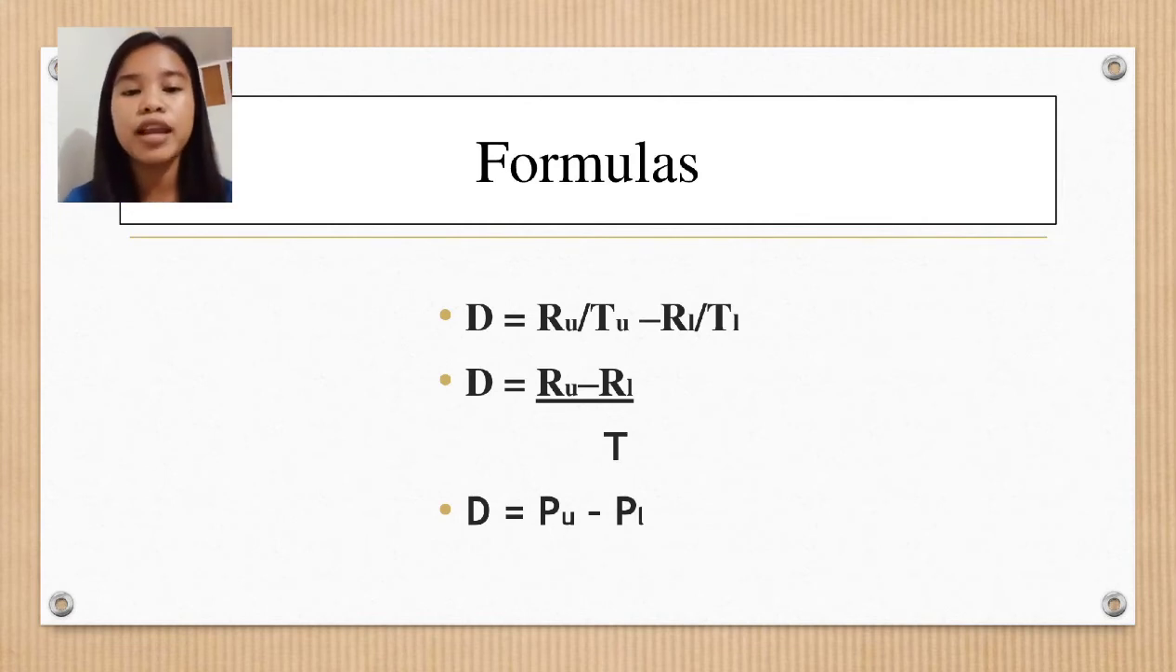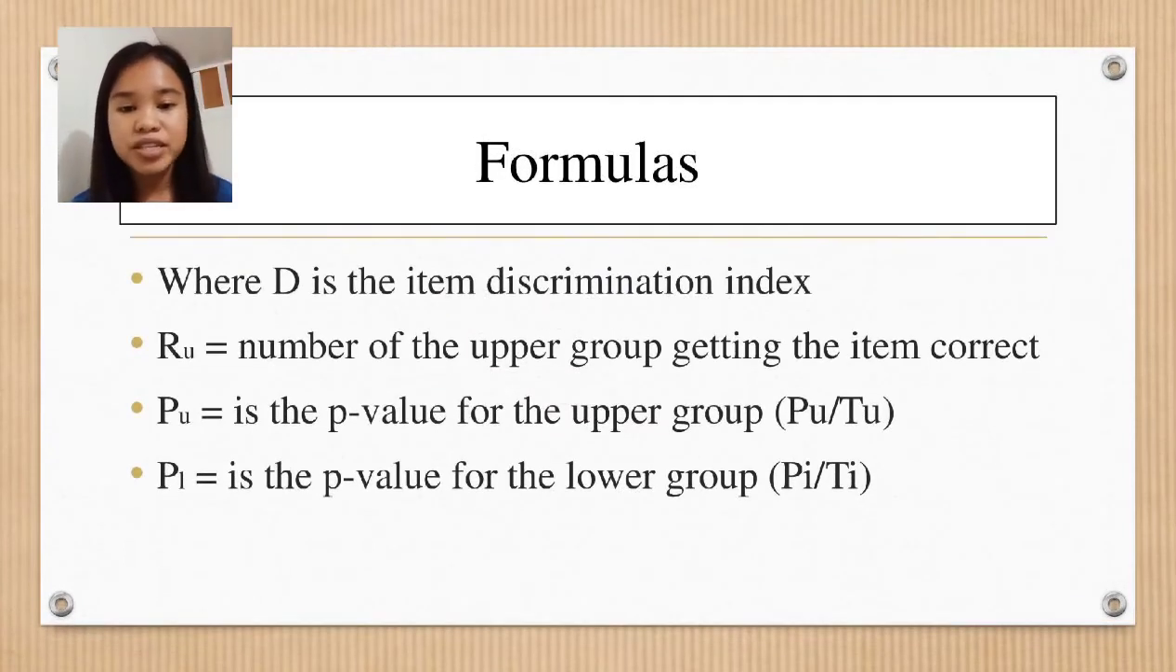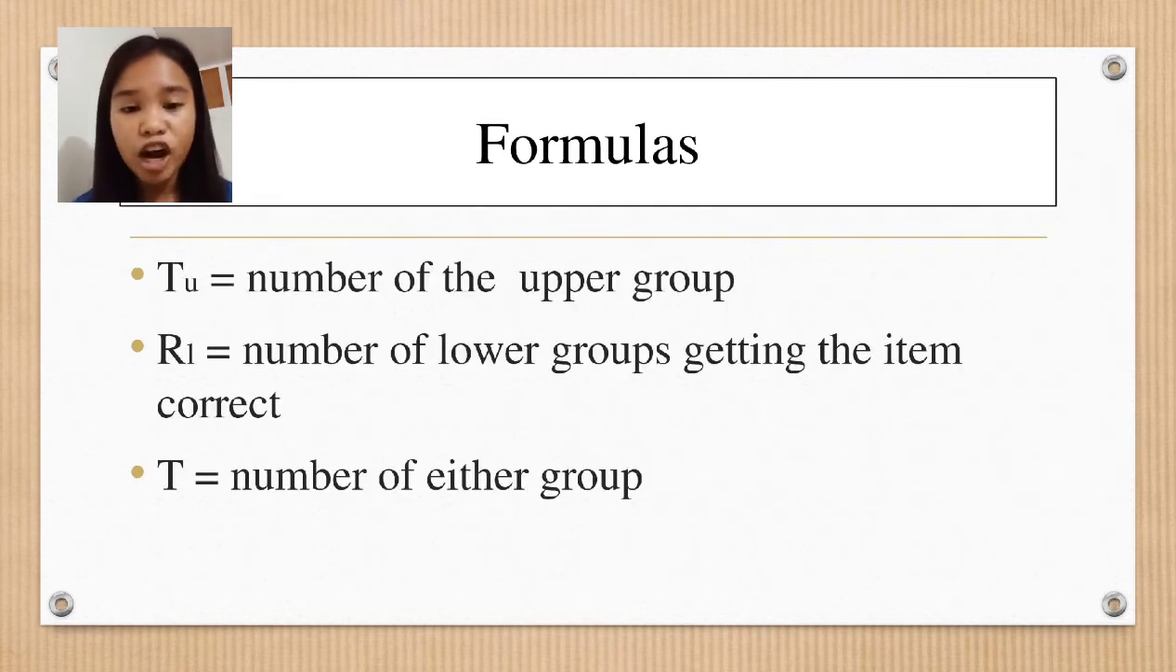The first formula is D is equal to RU over TU minus RL over TL. The second formula is D is equal to RU minus RL over T. And the third one is D is equal to PU minus PL. Where D is the item discrimination index, RU is the number of the upper group getting the item correct, TU is the number of the upper group, RL is the number of the lower group getting the item correct, TL is the number of the lower group, and T is the number in either group. PU is the p-value for the upper group, which is RU over TU, and PL is the p-value for the lower group, RL over TL.